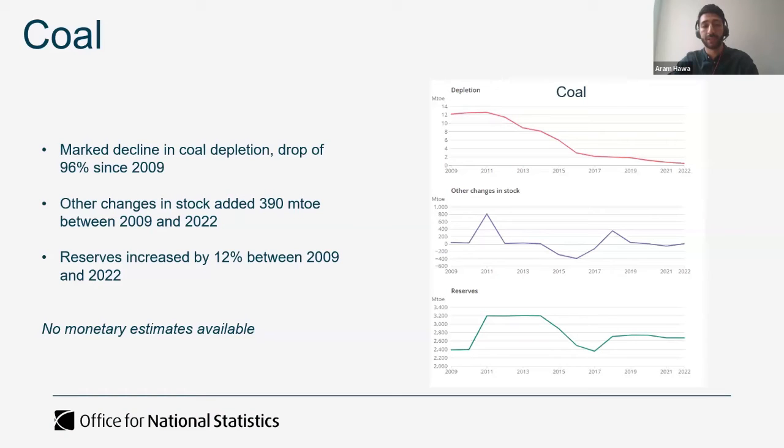Further work is required to unpick some of these results, particularly the increase in reserve levels, where data is drawn from the Department for Energy Security and Net Zero. The reason that we've not reported monetary estimates is due to the nature of the results. When applying the resource rent technique, we observe that monetary values are consistently negative across the time series, which is a result of the low industry profitability.